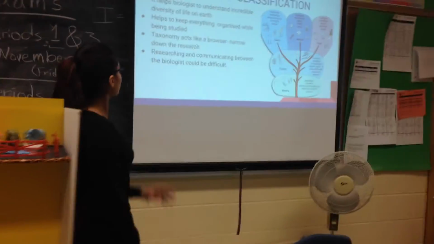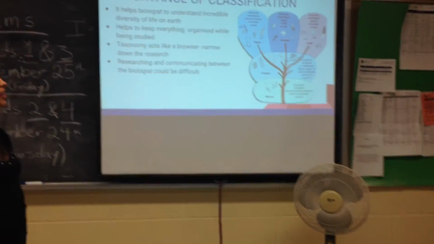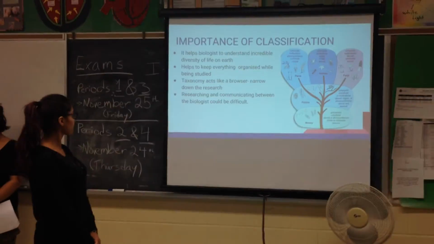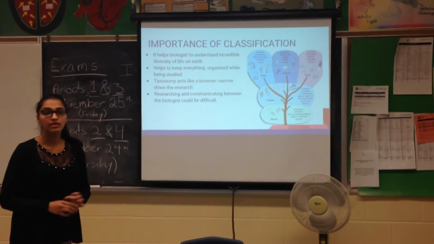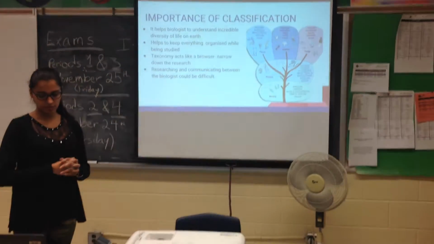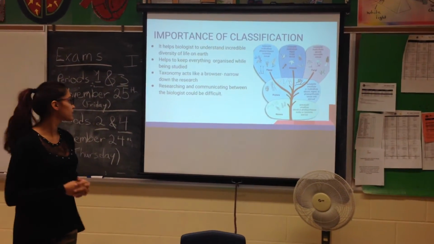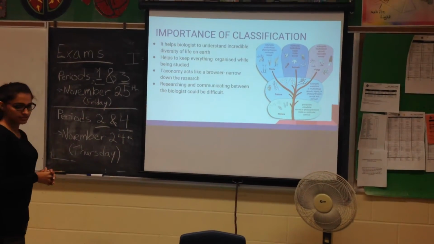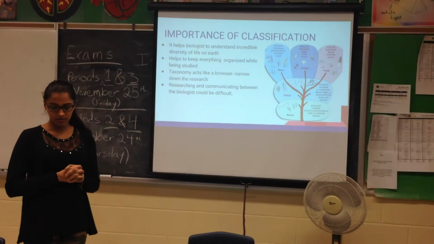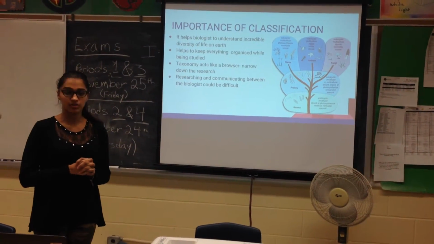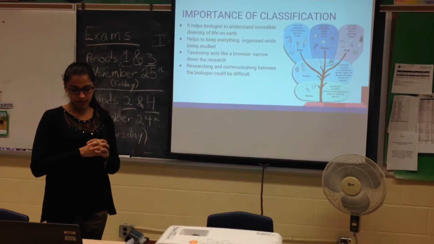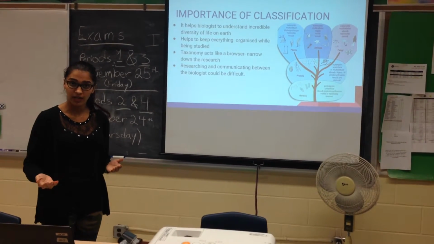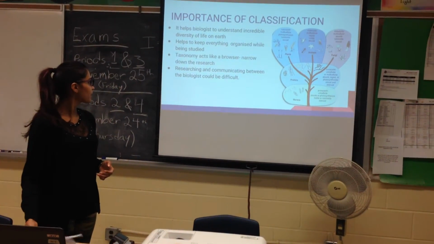Okay, now let's talk about the importance of classification. It helps biologists understand the incredible diversity of life on Earth. Scientists have found millions of species, the most diverse being insects, and more are still being discovered. It helps to keep everything organized. Before binomial nomenclature was developed, naming was not standardized. One species may have had more than one name, and that was confusing.